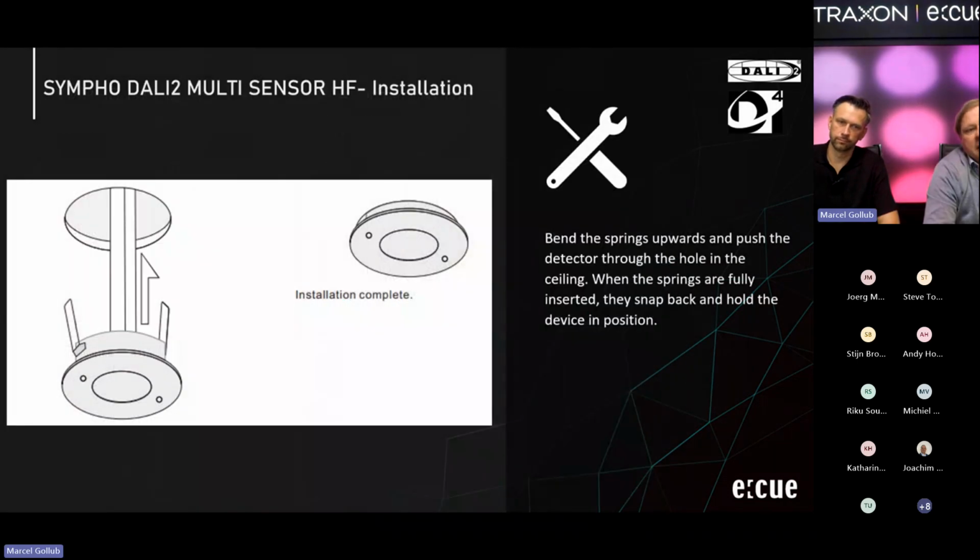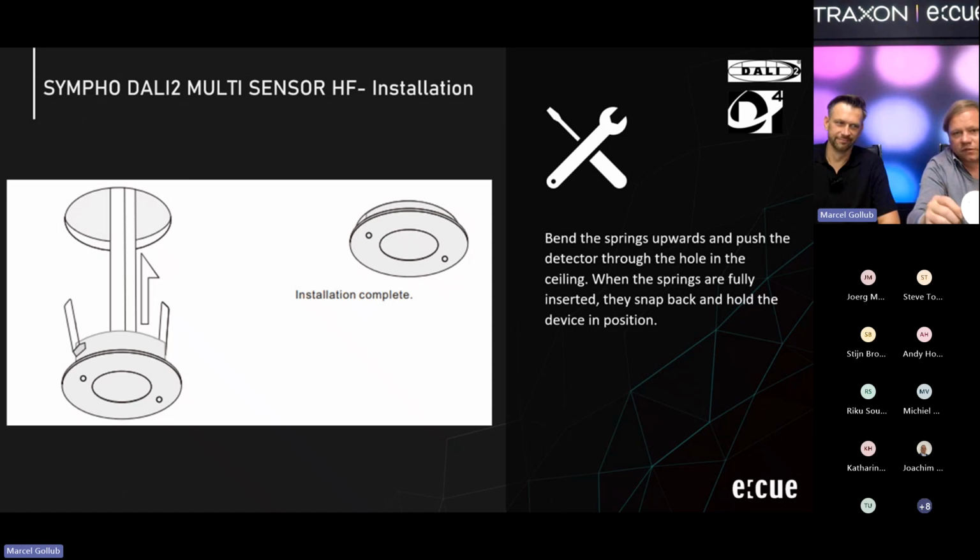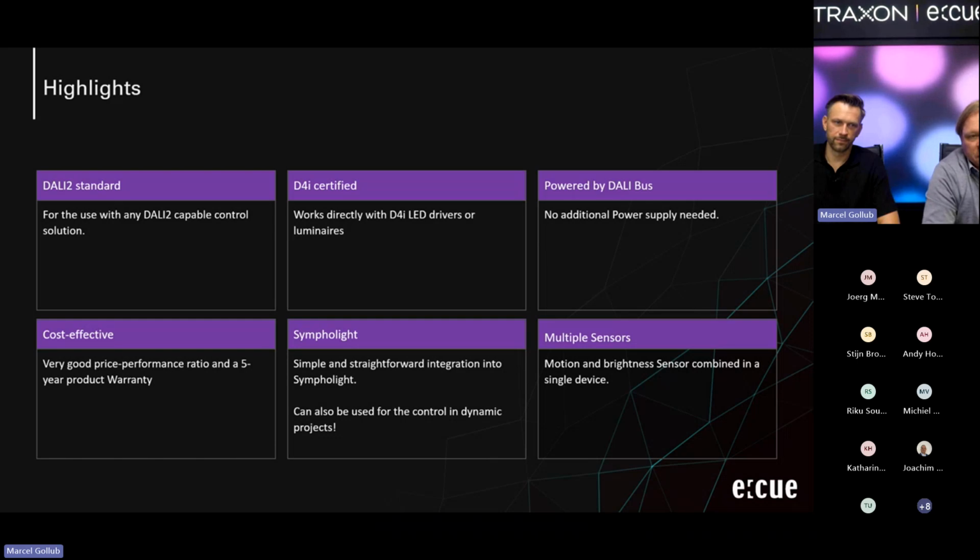Let's go to the next. Similar to the peer sensor, this one will also be installed with installation springs, so they have to be bent and then slipped into the hole. The highlights are very similar to the peer sensor. You can see it's almost like a twin product besides the technology, but the form factor is the same.